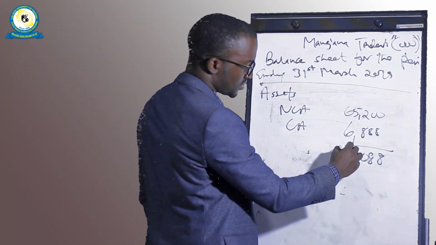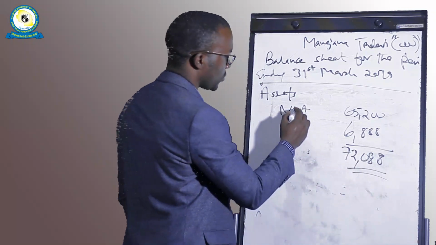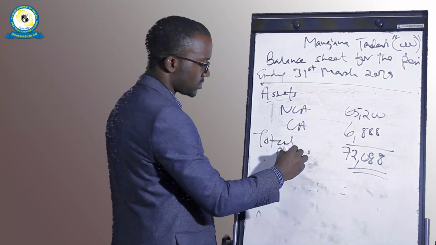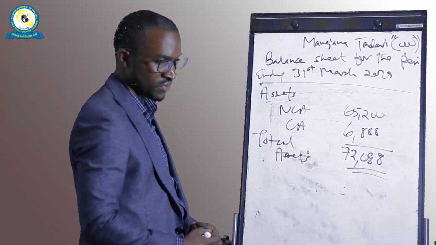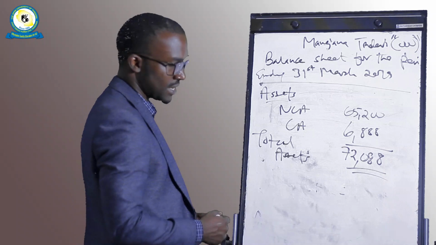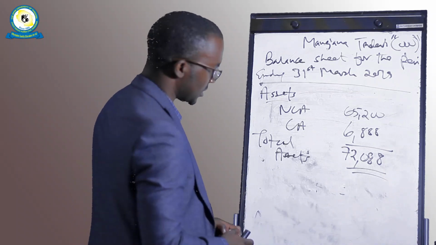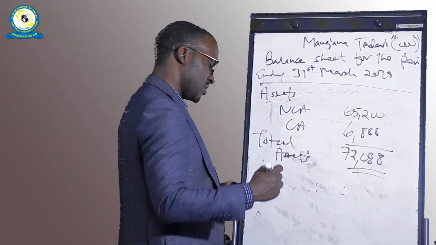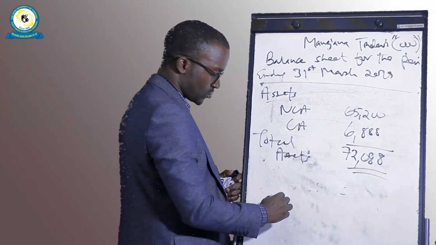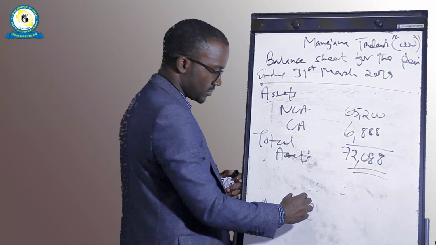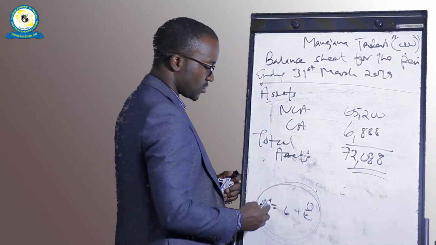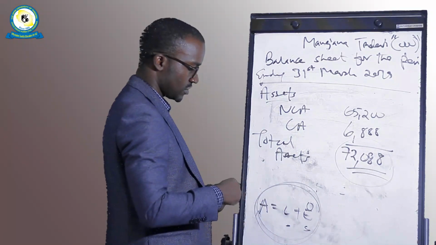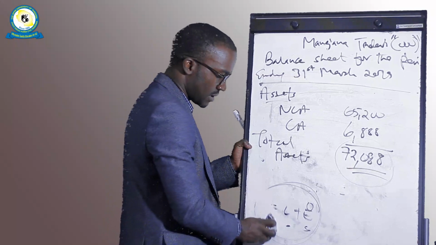This is 72,088. So this is the total of the assets, or we call it total assets. Now the totals of assets from the accounting equation: assets equal liabilities plus owner's equity. So the totals of the assets should be equal to the totals of liabilities and equity.